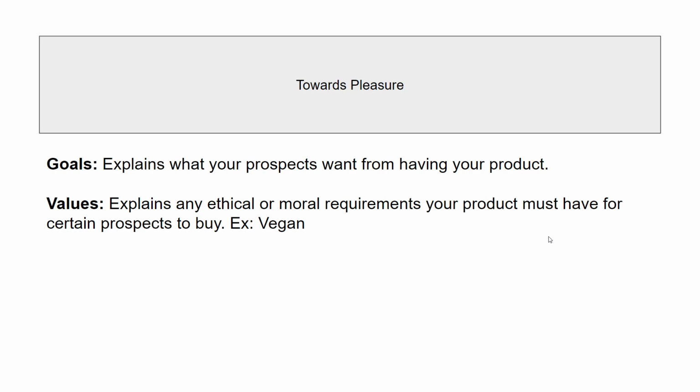The next one is the pleasure points, moving towards pleasure. People are motivated by moving towards pleasure, away from pain. So the pleasure points are your goals. What do they want to get from having your product? How is this going to make their life awesome? It's essentially, what are they trying to accomplish?